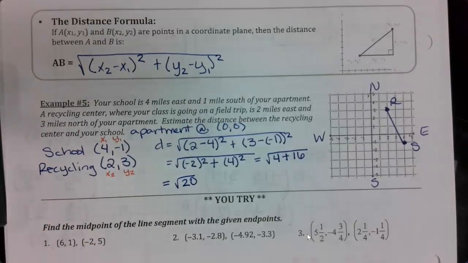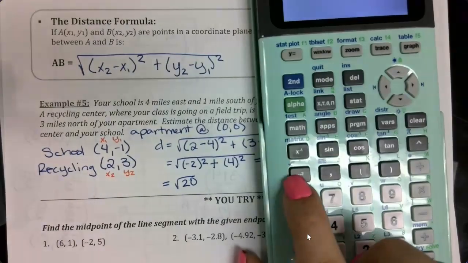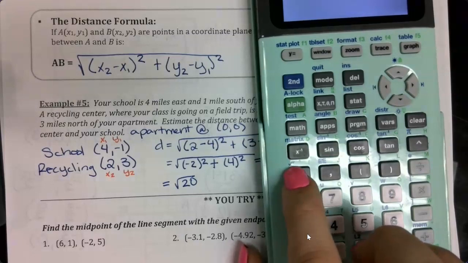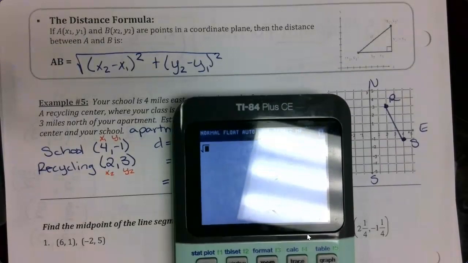Is 20 a perfect square? Can I do this one in my head? No. So I want to do this one in the calculator. Remember, to do this, I'm going to go second, and then the x squared button has this little tiny square root symbol above it. I press that, and then I'll have the square root on my screen. And then I just type 20 and press enter.